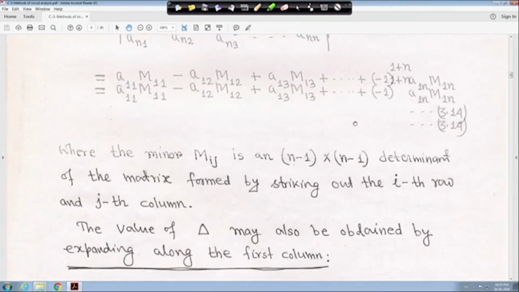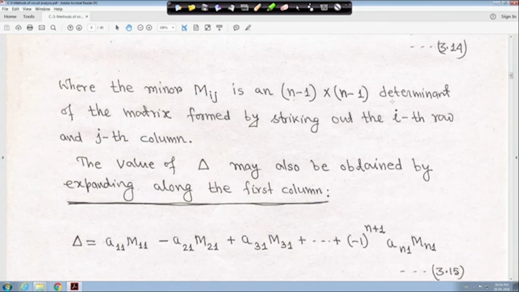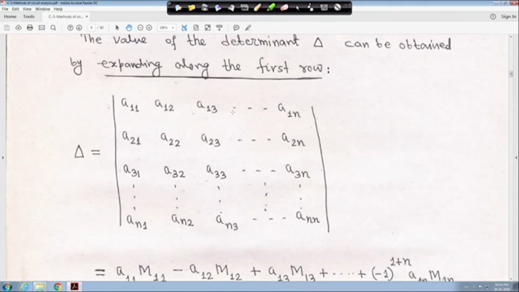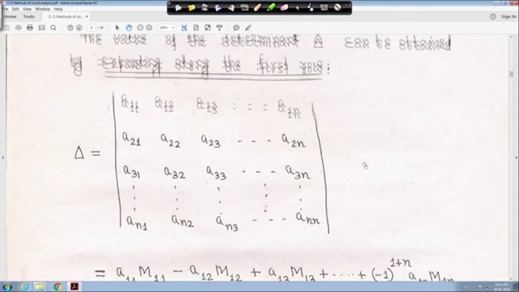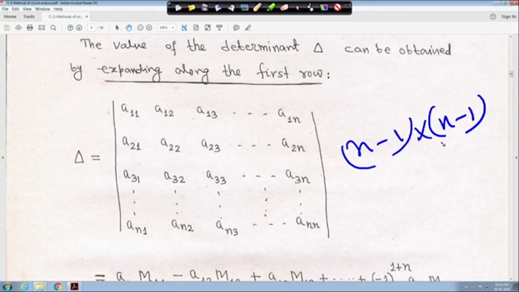So the minor Mij is the determinant of the (n minus 1) into (n minus 1) matrix formed by striking out the ith row and the jth column, right. Later we will see that you just strike off the ith row and jth column. It will be your n minus 1 into n minus 1 matrix, right. That is the minor.